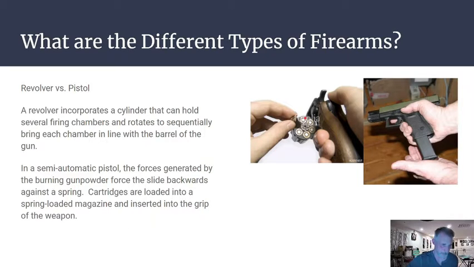Okay. And then in a semi-automatic pistol, the forces generated by the burning gunpowder force a slide backwards against the spring. If you take a look, this is the slide, right? So when it's fired, this goes back, and then it reloads the next cartridge from a spring-loaded magazine. The magazine's usually in the grip of the weapon. So here's the magazine. Once it's fired, it reloads the next round into the firing chamber.